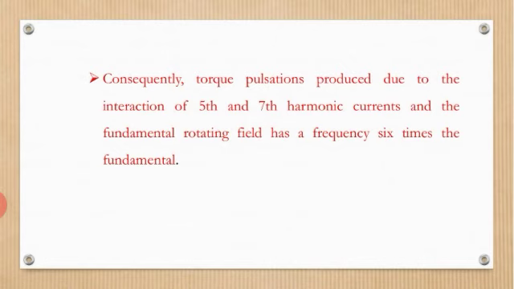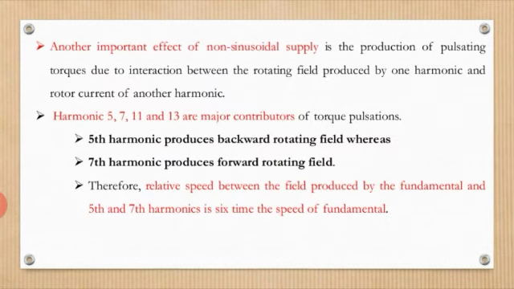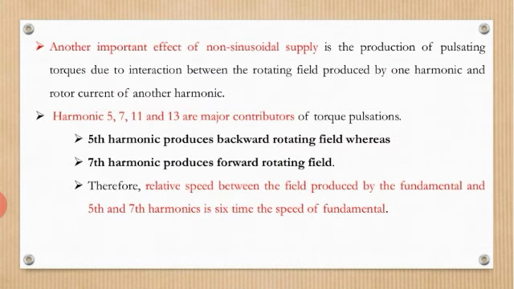Similarly, the fifth and seventh harmonic currents and the fundamental rotating field give a frequency 6 times the fundamental. So I conclude here: the fifth harmonic produces a backward rotating field and the seventh harmonic produces a forward rotating field, hence we get the pulsating torque, with a frequency 6 times the speed of the fundamental.